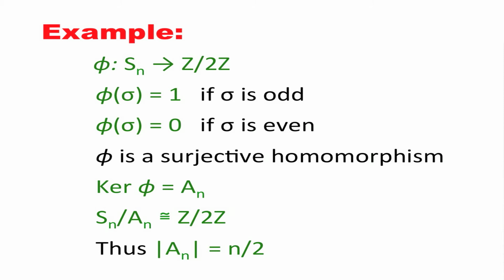Clearly, φ is a surjective homomorphism and ker φ is the alternating group An. So, Sn/An is isomorphic to Z/2Z, and we know that the cardinality of An is n!/2.